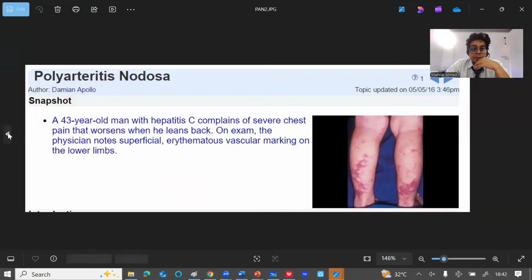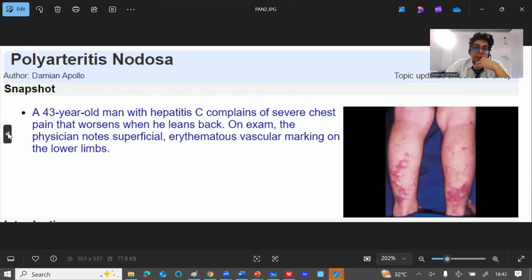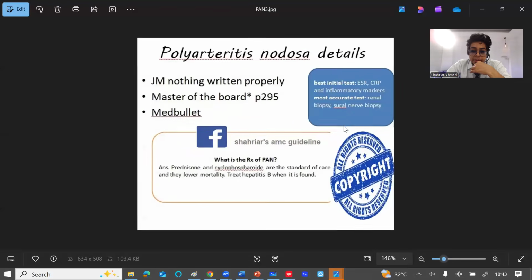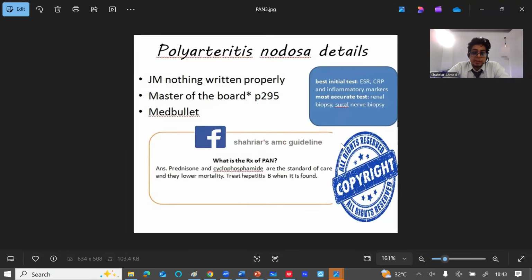For polyarteritis nodosa, this is how sometimes in the exam they might give you a scenario like a 43-year-old man with hepatitis C or hepatitis B who complains of chest pain. While leaning back on examination, there are vascular markings like this. So this can be a scenario with polyarteritis nodosa. So a scenario-based question would be given, multi-system things would be given.